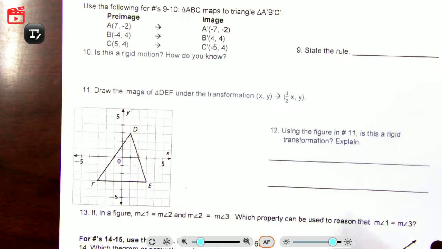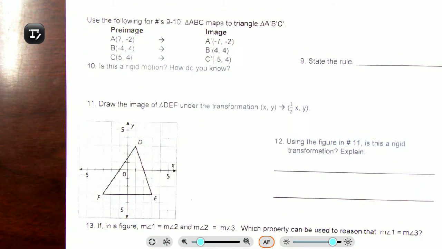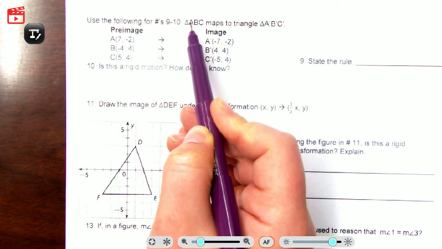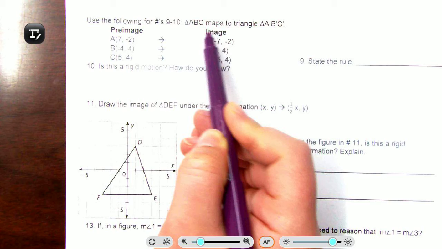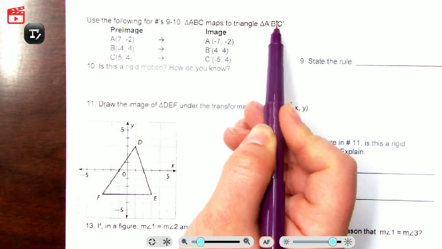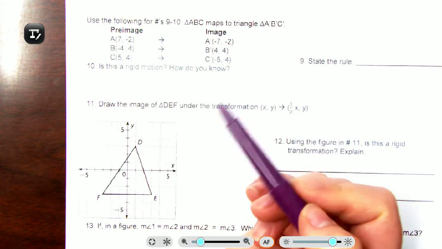Number 10 has this information above it, so I'm assuming it is important. And we're going to read the directions. Use the following for questions 9 through 10. Triangle ABC maps to triangle A prime, B prime, C prime. So we're going to say prime anytime we see this little mark here.